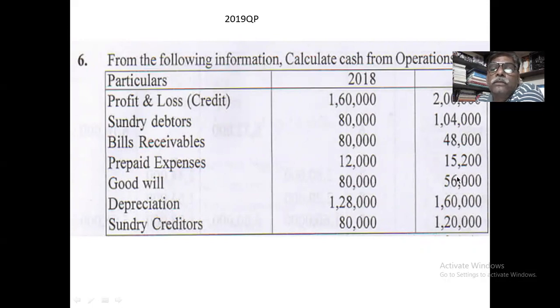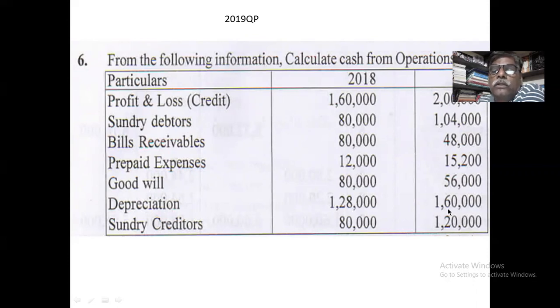Goodwill 80,000, 56,000. Goodwill decrease. I think it is 24,000 decrease. 24,000 decrease of goodwill is nothing but goodwill written off. Goodwill written off. So it comes in the addition, non-operating expense.